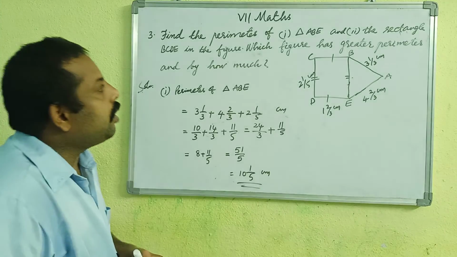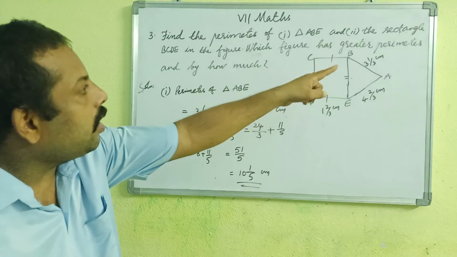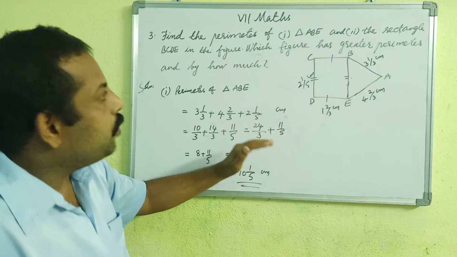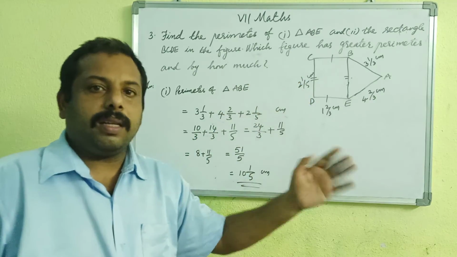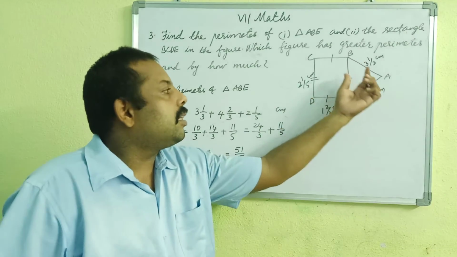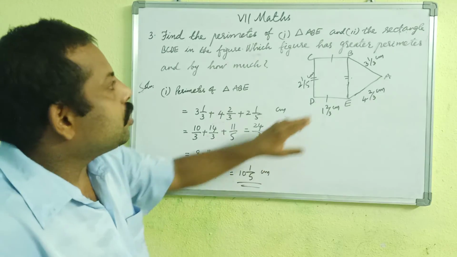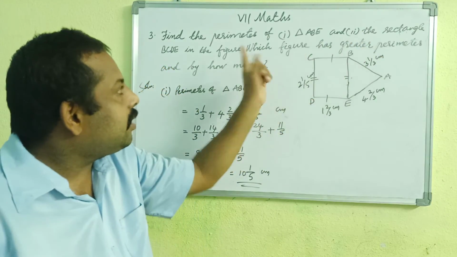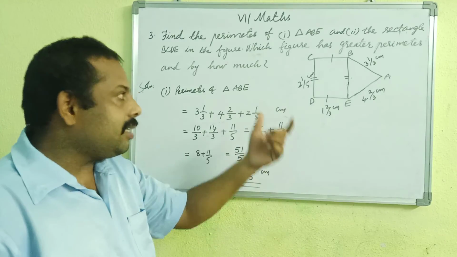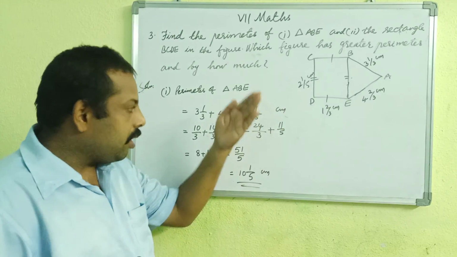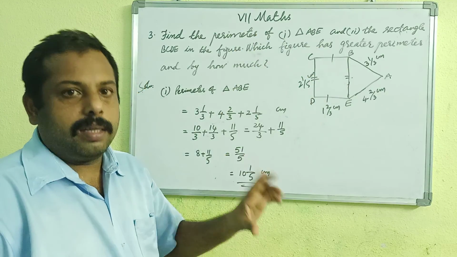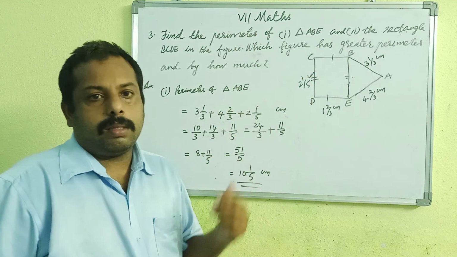Now you have to find out the perimeter of this rectangle, and which figure has the greater perimeter, whether this rectangle or this triangle. So the rest of the third question you have to do yourself as homework. So that is the homework for today. You can note down this answer, do the remaining part and post it to my WhatsApp number.